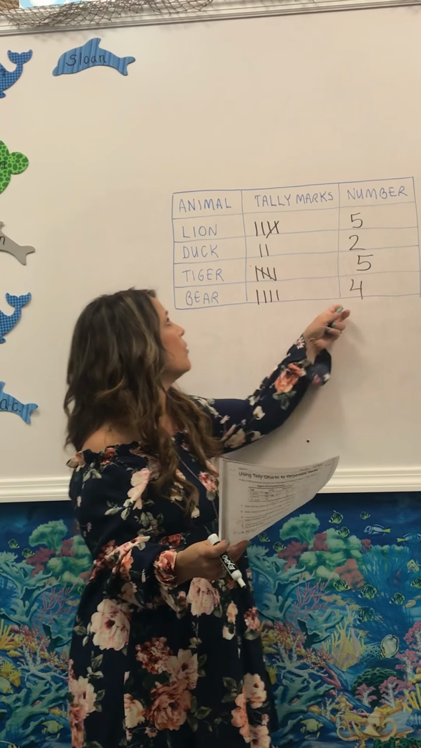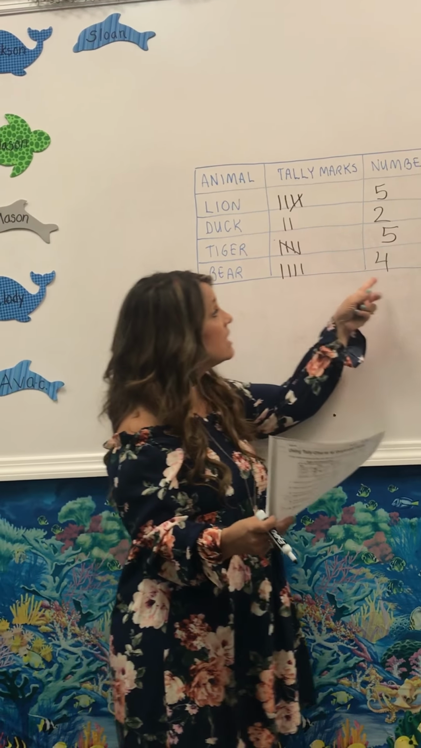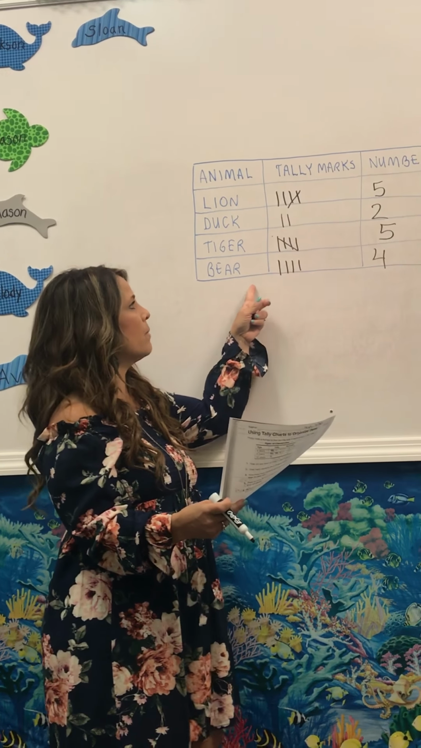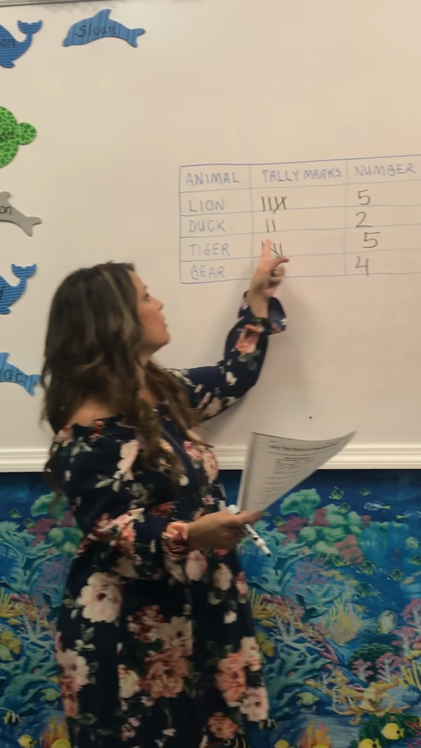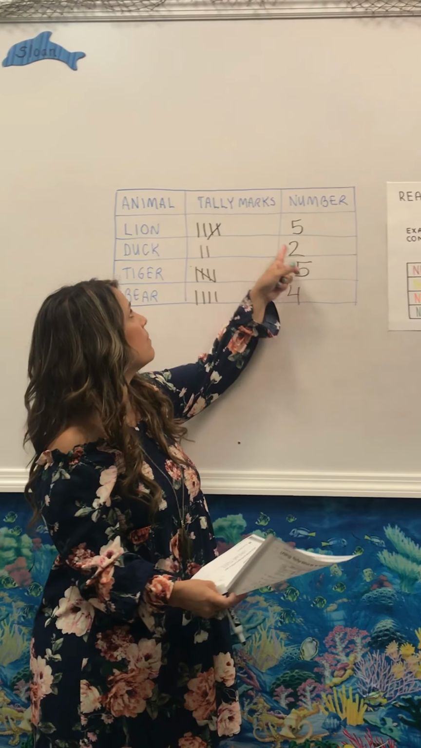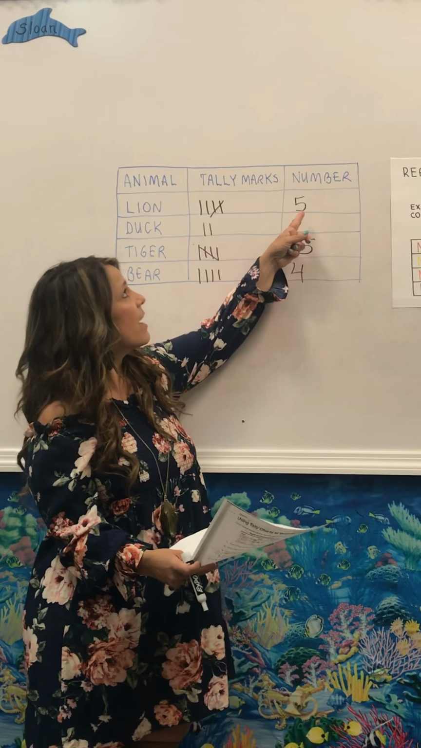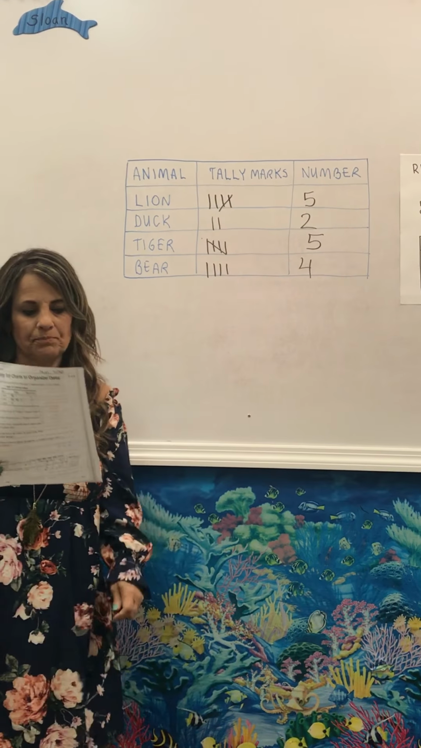Each of these 4 people voted for the bear. Each of these 5 people voted for the tiger. Each of these 2 people voted for the duck. And each of these 5 people voted for the lion.